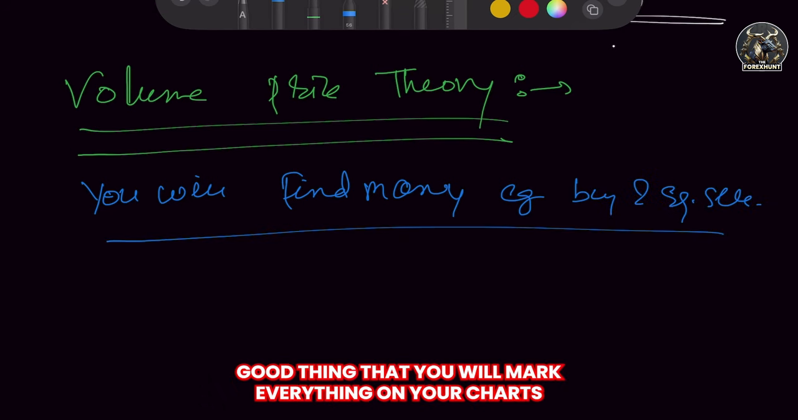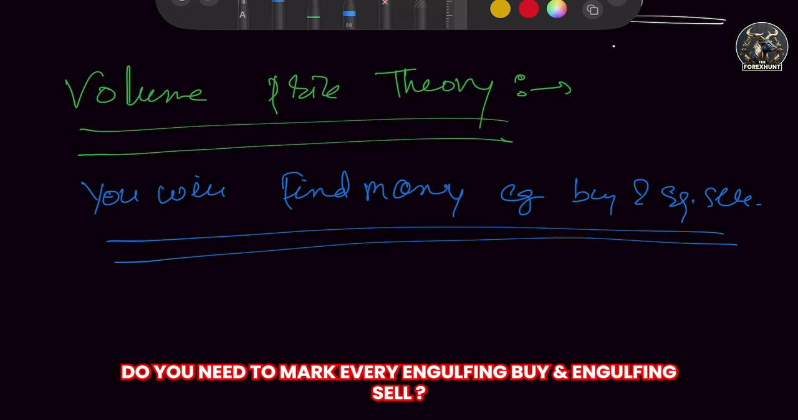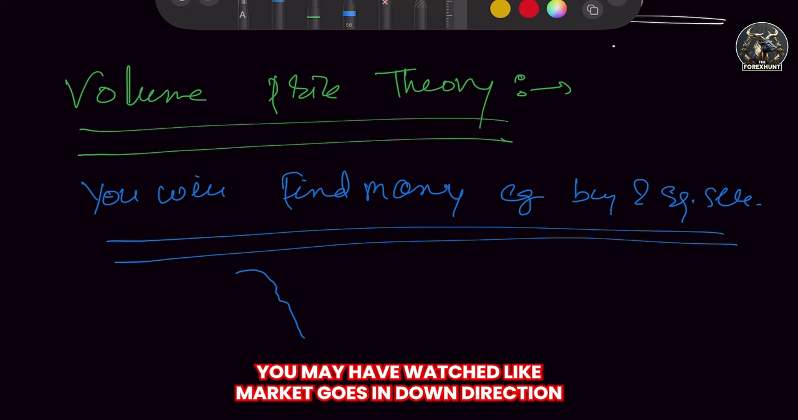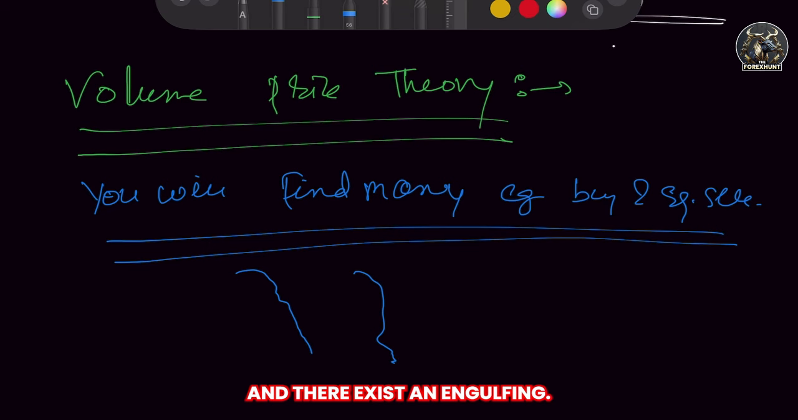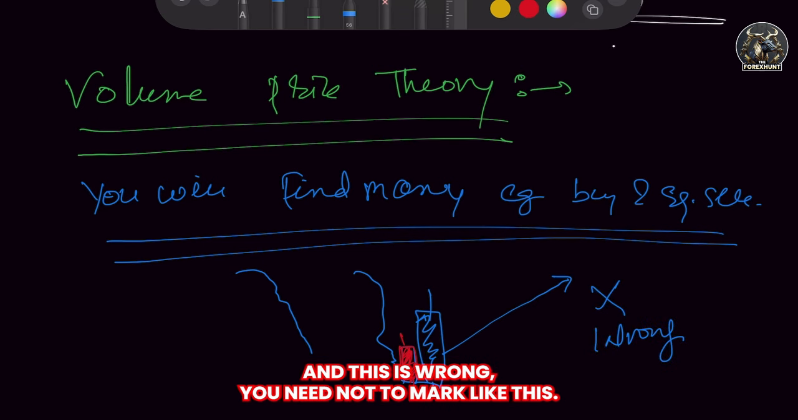So is it a good thing that you will mark everything on your charts? You can find millions of engulfing buy and engulfing sell. Do you need to mark every engulfing buy and engulfing sell? In shorts, in Instagram reels or YouTube, you may have watched, like the market goes in a down direction, there is a red candle like this, and a buy forms exactly there, and the market goes up like this. Okay, this is wrong marking.